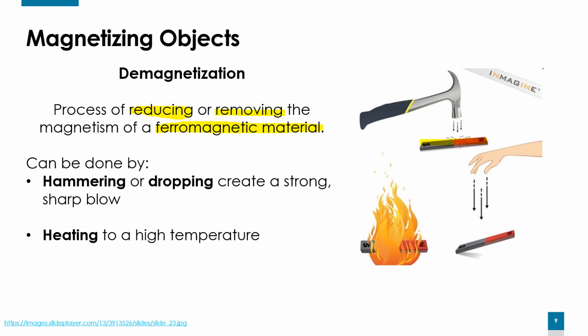Okay, we can also do it by heating to a high temperature. So if I heat this object here to a high temperature, I can demagnetize it, okay? Sometimes not completely, it depends on the object itself, but we can reduce its magnetic property.